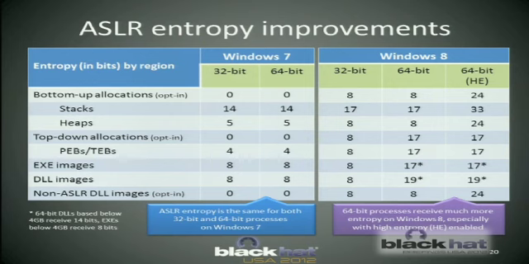And on Windows 8 for 64-bit, we've significantly increased it for stacks, PEBs, TEBs, EXEs, and DLLs. And specifically, if you enable the high entropy bottom-up randomization, those numbers go up substantially. So 24 bits of entropy, which is what equates to that 1 terabyte of variance. So as you can see, we've substantially increased the amount of entropy across the board for ASLR and user mode processes.